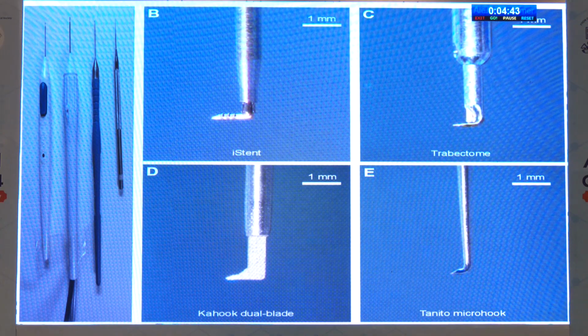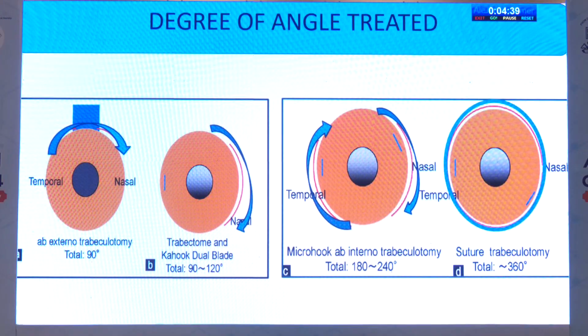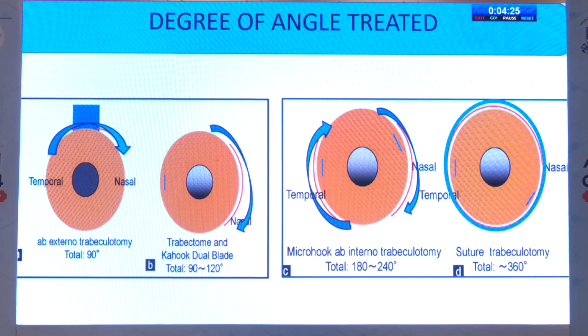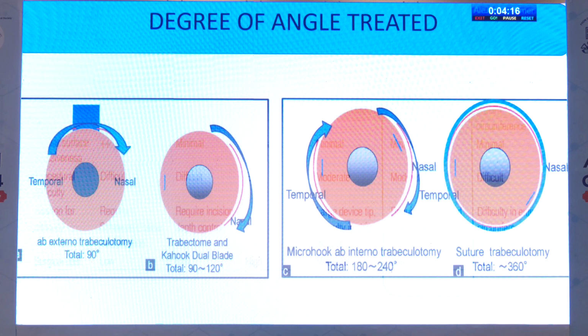Look at this Tonito microhook, the last fourth one here. It is a simple Sinskey kind of instrument. The other instruments are quite bulky and big, but this is a very simple instrument. All phacosurgeons can perform these surgeries. And the beauty of this procedure is that, apart from the gate, this is the only procedure where we can target more than 180 to 240 degrees of the angle.